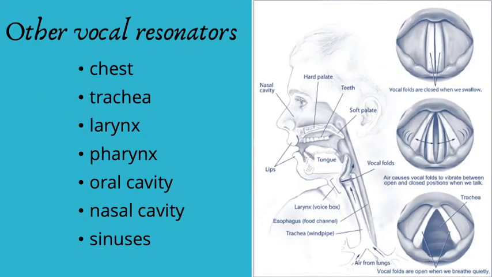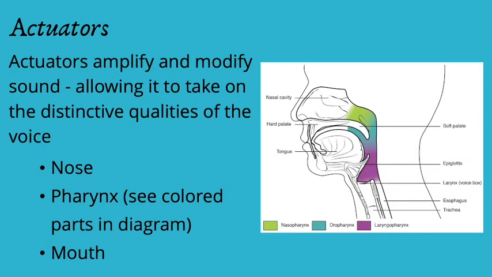Other parts of the vocal resonators: your chest, your trachea, your larynx, your pharynx, your oral cavity, your nasal cavity, and your sinuses. And here are your articulators. Articulators amplify and modify sound, allowing it to take on the distinctive qualities of the voice. Things like your nose and your pharynx and your mouth.